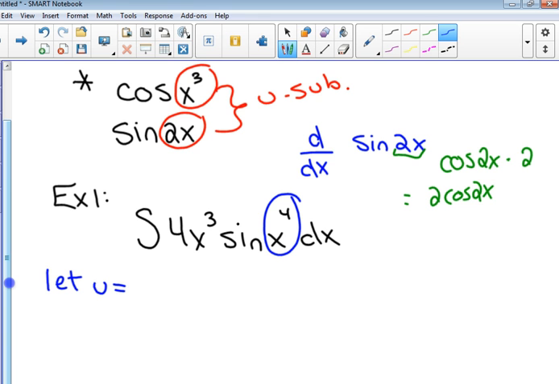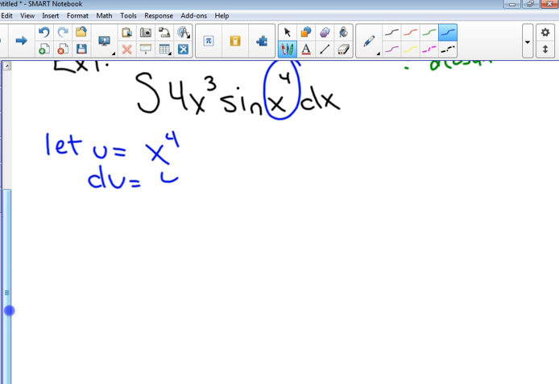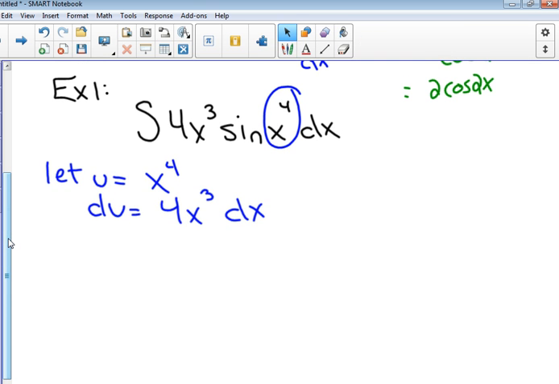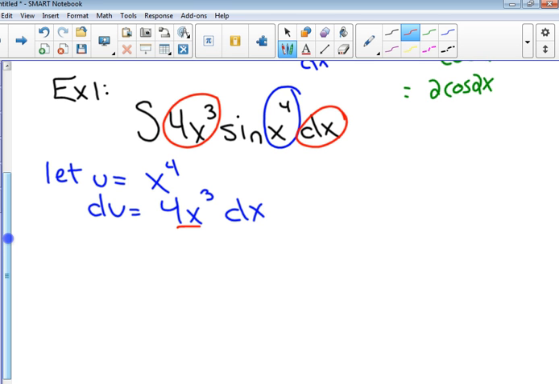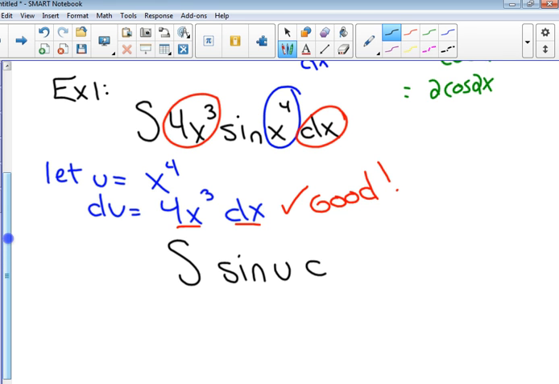u equals x to the 4. Now, when we do du, what would that be? Good, 4x cubed. Now let's look to see what's going on here. Make sure it matches up, the same way we did regular u substitution. We have our 4x cubed, we have our dx. It matches. When that happens, we have no corrections, nothing special to do. So what we're really going to integrate is sine u. We're just going to make everything in terms of u now.